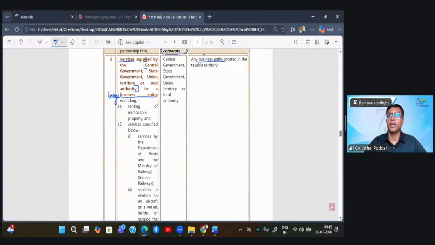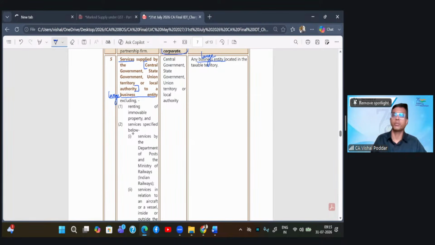So in the recipient, whom they are excluding, whom they are exempting is small businesses. So where government is giving any type of service to small business entities, small means whose last year turnover is below registration limit. In short, they are not liable for registration. Then such business entities are excluded. They are kept in the exemption. So in short, tax will happen only when government is giving their service to large business entities.